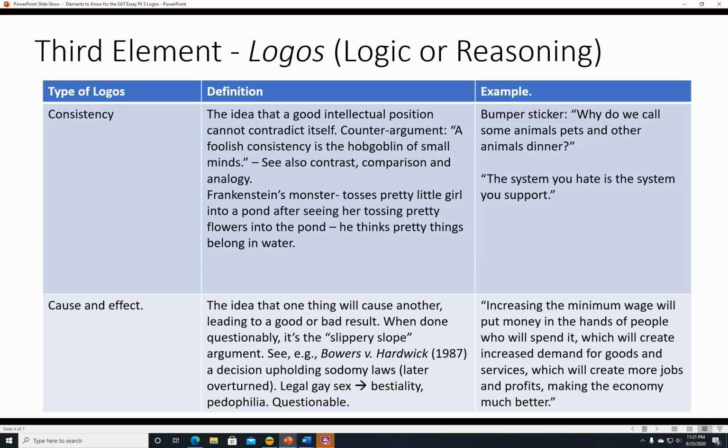But anyway, we can have some examples here, such as a bumper sticker. Why do we call some animals pets and other animals dinner? Well, that's not very consistent. If we think we should be very nice to animals, that's great that we have some that we treat well and call pets, but other ones we kill and eat. That's a little weird. Or I remember seeing this when I was in high school. A punk rocker had this on her jacket and it said, "The system you hate is the system you support," which turns out to be true. But anyway, it shows a logical inconsistency.